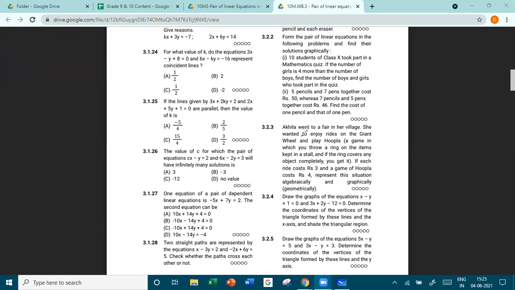Okay, so there is this girl, Akhila. She went to a fair in her village. She wanted to enjoy the rides on the giant wheel and play hoopla. Okay, they've explained the whole game here. So if each ride costs rupees 3 and a game of hoopla costs rupees 4, represent the situation algebraically and graphically. Okay, geometrically. So what they have missed here is here. Cost rupees 4, and they had to tell you how much she had with her, right? So let me write it, I can't fit it here.